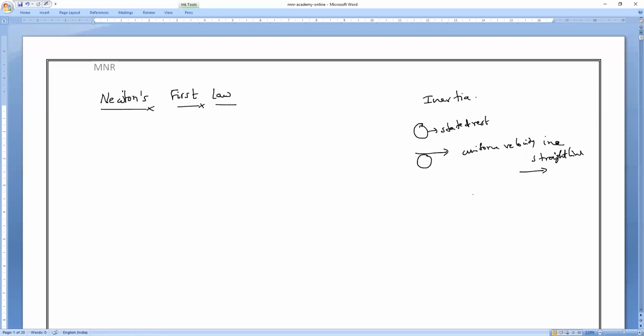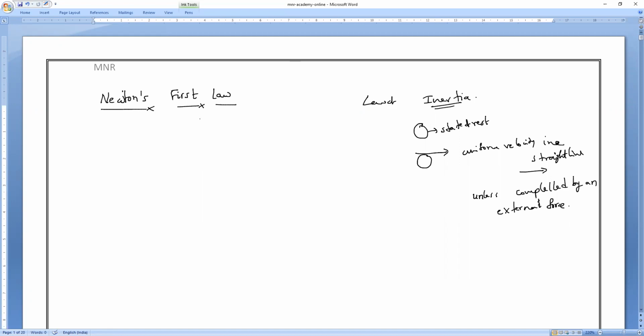until it is acted on by what? Unless it is compelled by an external force. So in 9th class I have taught this, that's why you remember. So external force. That is Newton's first law, or we can call it the law of inertia.